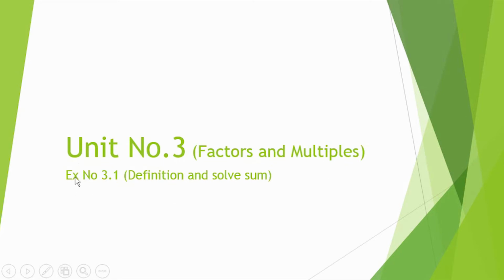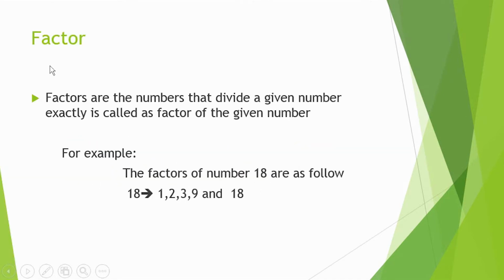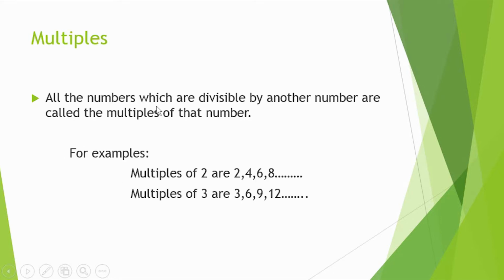Today our topic is unit number 3, factors and multiples, with complete exercise number 3.1, definitions and solution. Factors are the numbers that divide a given number exactly. For example, 1, 2, 3, 9 and 18 are the factors of 18. These numbers can exactly divide 18.